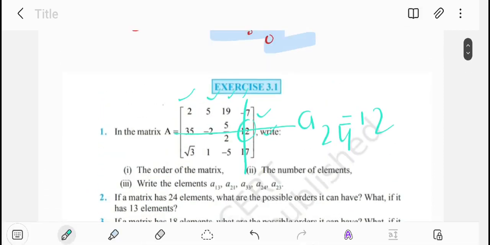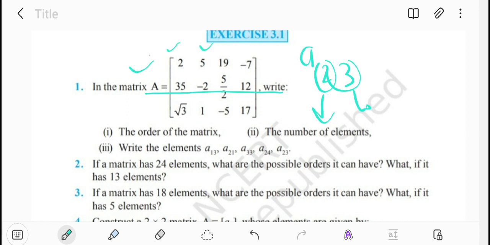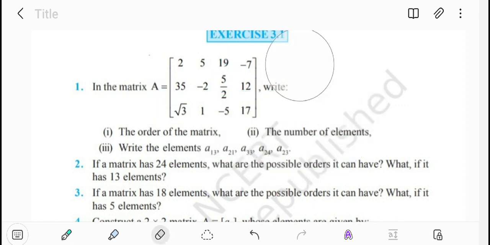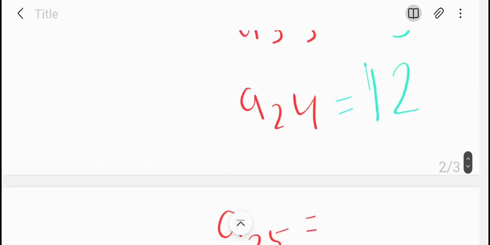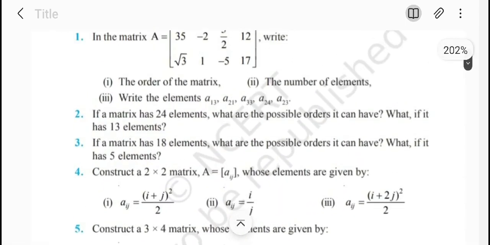Next, we have to find the element A23. What does 2 say? That is the second row: first row and second row. This is the second row. 3 says the third column: first column, second column, third column. This is the third column. Where are the two lines crossing? The two lines are crossing at 5 by 2. So our A23 is nothing but 5 by 2. I hope this is clear to you. Let's move to the second question.